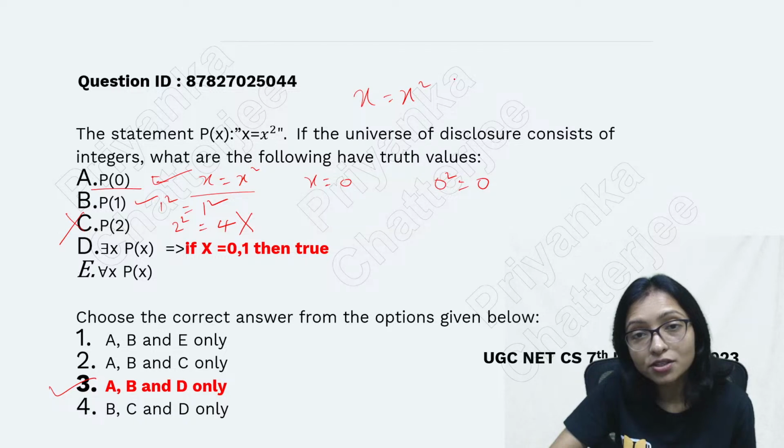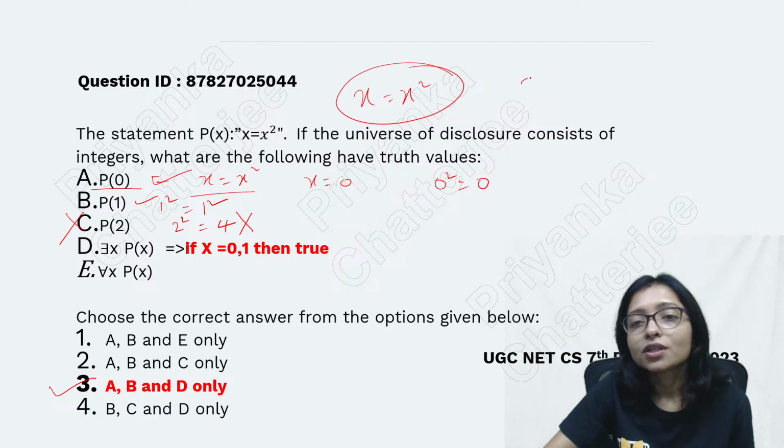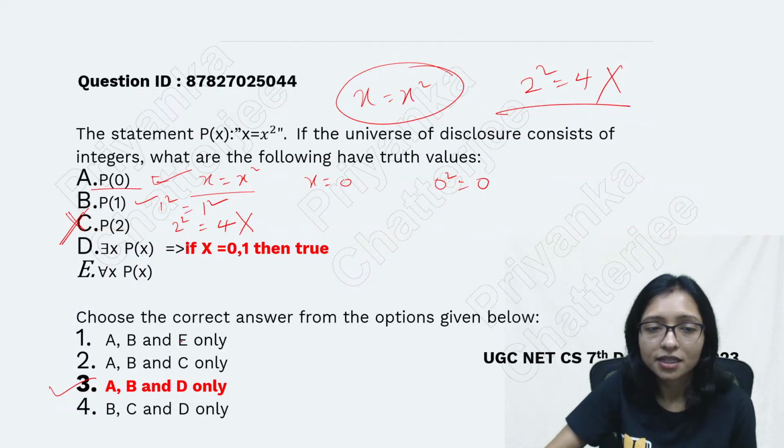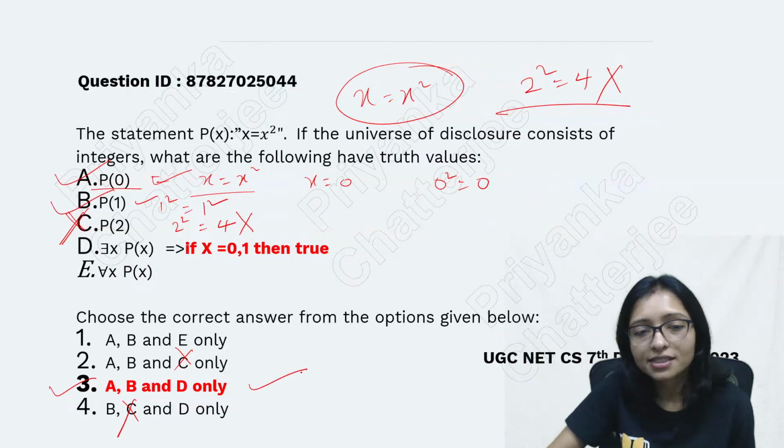x equals x square I have to prove. 2 square equals 4. That's why it is not matching. Option C is not matching. Eliminate option C. And already you got A and B are correct. So definitely this is correct.